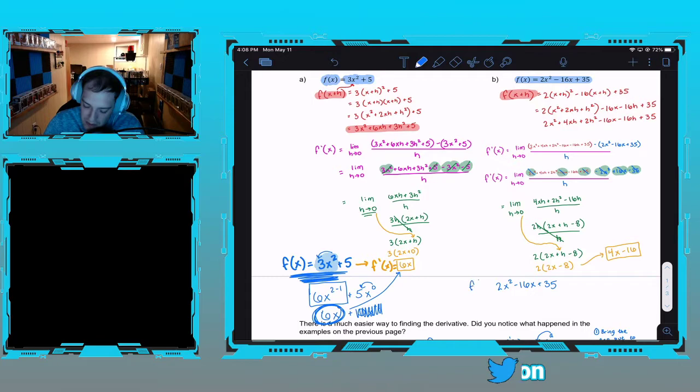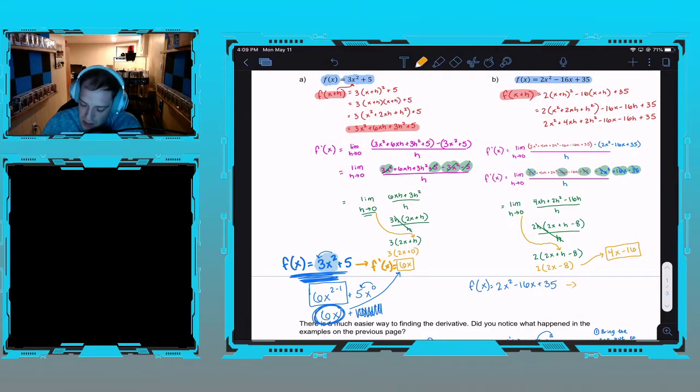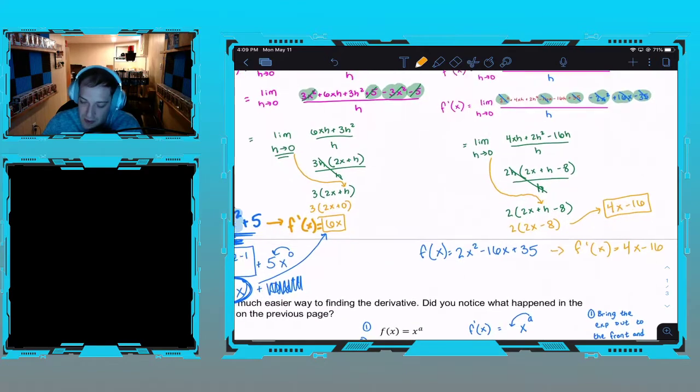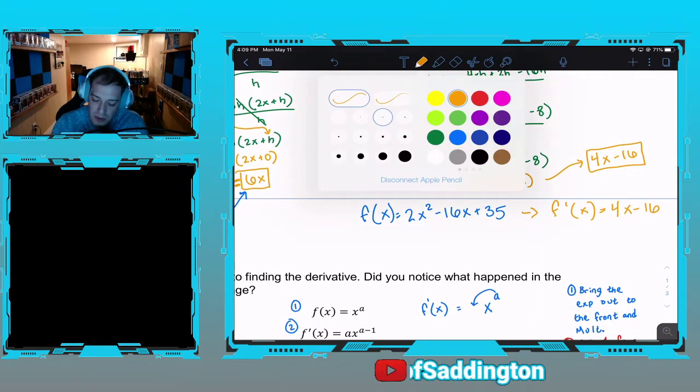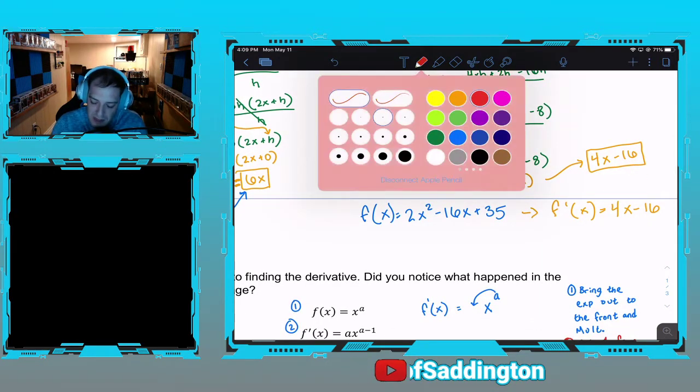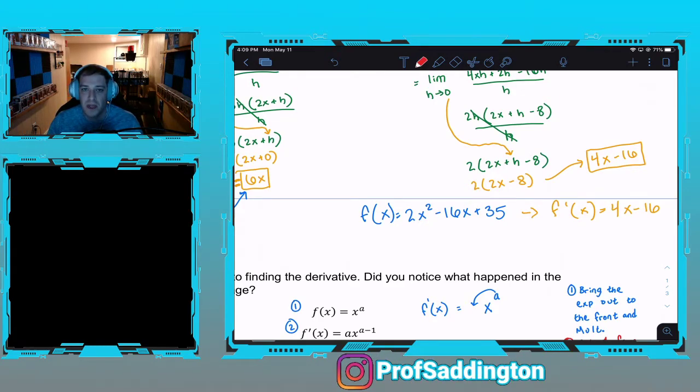So on part B, from Thursday, we started with 2x squared minus 16x plus 35. And that was the f of x. And our goal was to get to f prime of x, which is 4x minus 16. So what I'm going to do is I'm going to follow the same process. So for each one of these, all I'm going to do is take the exponent and I'm going to multiply it by the number out front.